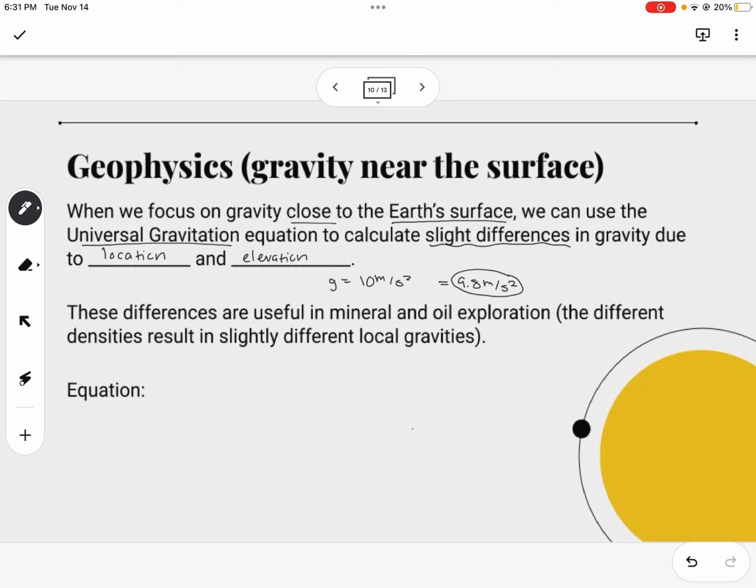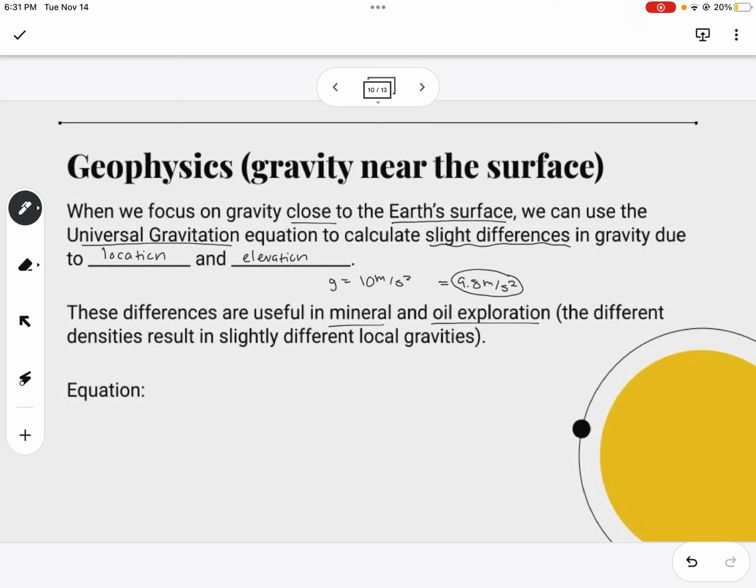These differences are useful in mineral and oil exploration. Different densities will give you different local gravities, so that's kind of cool. You have another little video attached which explains how satellites track water levels on the Earth based on this idea with geophysics here.